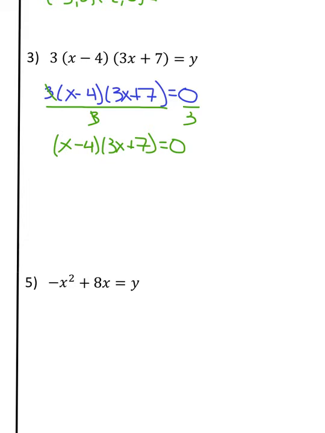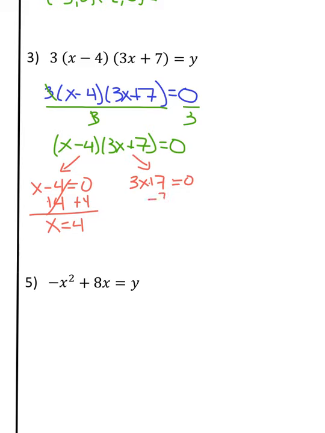We can just kind of ignore it, because now we're set up to solve for our 2 x's, right? We have x minus 4 equals 0, which we add 4 to both sides. So that's x equals 4. And then I have 3x plus 7 equals 0, right? So we're going to subtract 7 from both sides. So this is 3x equals -7. Divide both sides by 3.